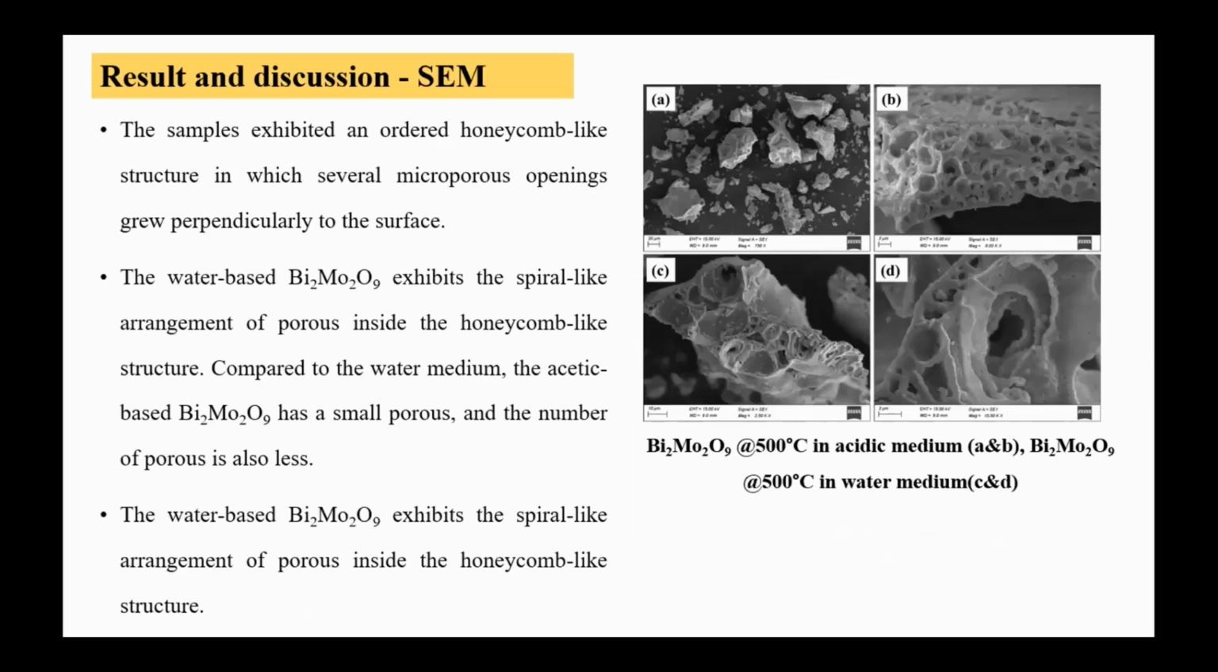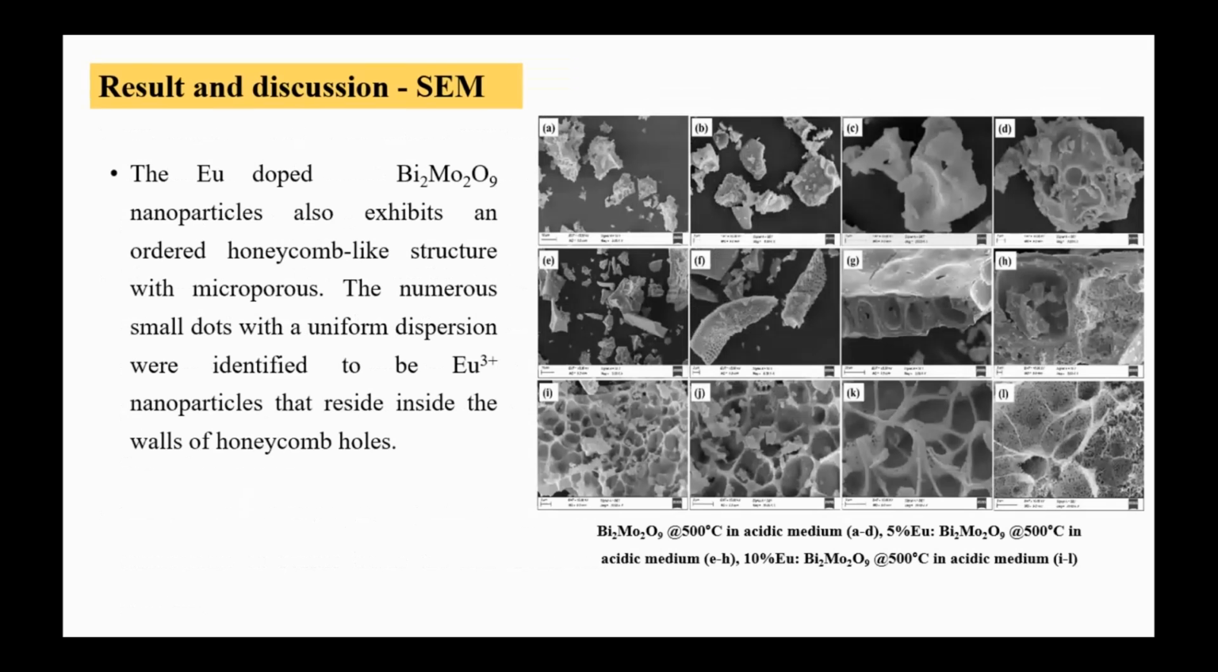Then moving to the SEM pictures, the samples exhibited a honeycomb-like structure in which many micropore openings are grown perpendicular to the surface. The water-based bismuth molybdate exhibits a spiral-like arrangement compared to the acetic medium, and there is a large number of pores inside the honeycomb-like structure. Comparing both phases, europium doped bismuth molybdate nanoparticles exhibit a honeycomb-like structure with micropores. The numerous small dots with a uniform dispersion were identified to be europium nanoparticles that reside inside the walls of the honeycomb holes.